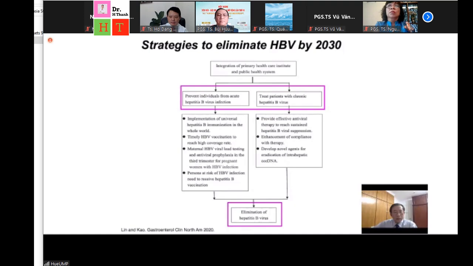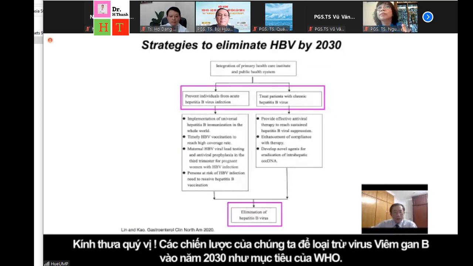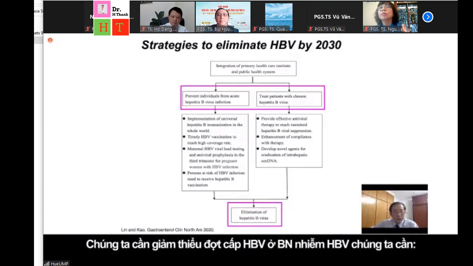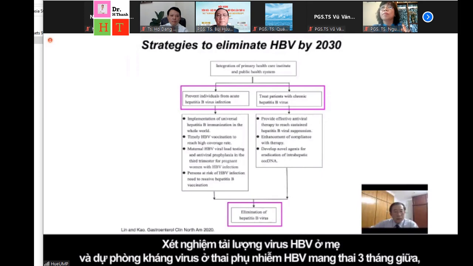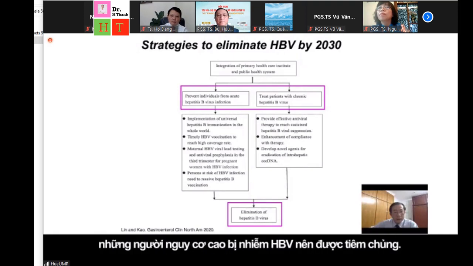In conclusion, dear chairpersons, colleagues, ladies and gentlemen, these are the strategies to eliminate HBV infection by 2030 as set by the WHO. We need to prevent individuals from acute hepatitis B virus infection by the implementation of universal HBV vaccination. And we can assay the maternal HBV viral load and also give antiviral prophylaxis in the third trimester of pregnancy.